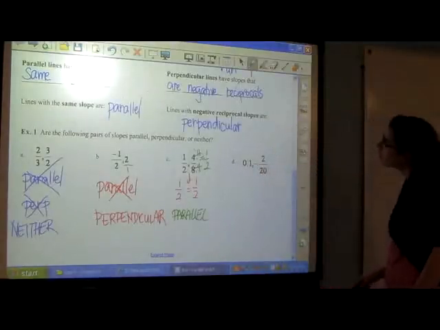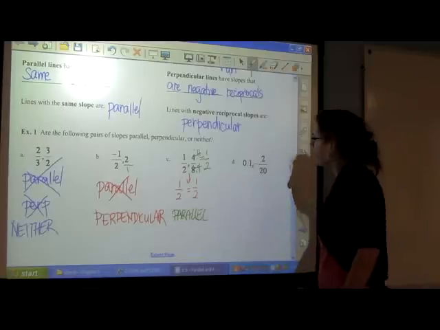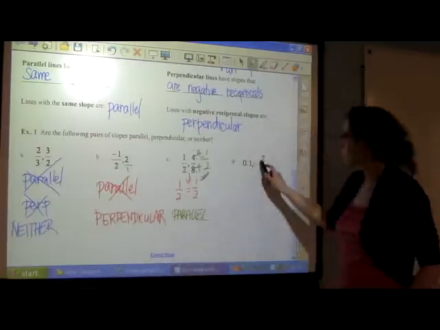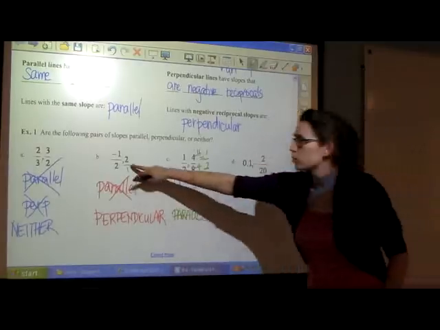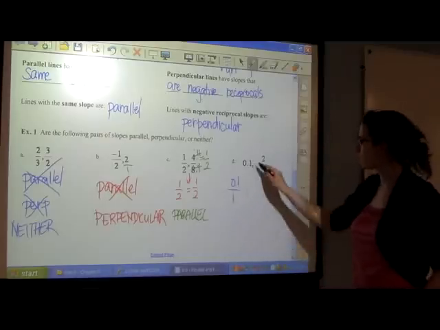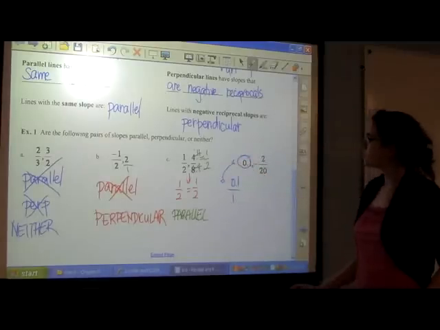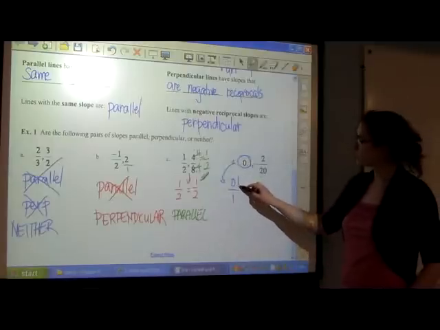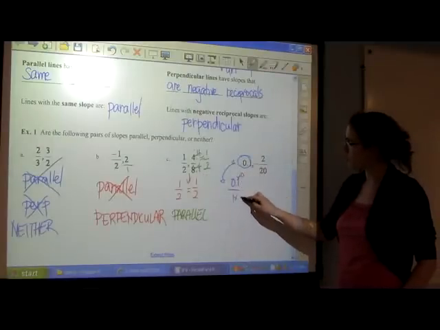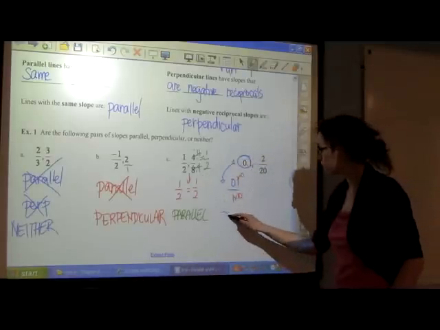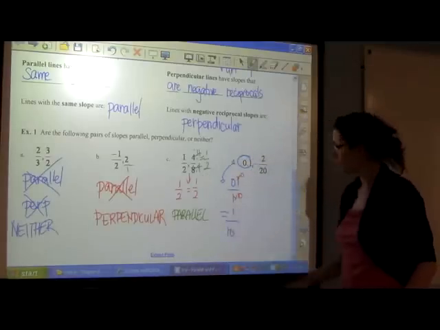Parallel. I have 0.1 and negative 2 over 20. Now I have a decimal and I have a fraction. Remember, if I have a number and I don't have a denominator, just like in this case, this is the same thing as saying 0.1 over 1. So I'm just going to start with this blue number here. 0.1 over 1, we don't like to have decimals anywhere in a fraction. So to get rid of a decimal place, I'm going to multiply this by 10, which means I need to multiply my bottom by 10 as well. 0.1 times 10 is 1. 1 times 10 is 10.